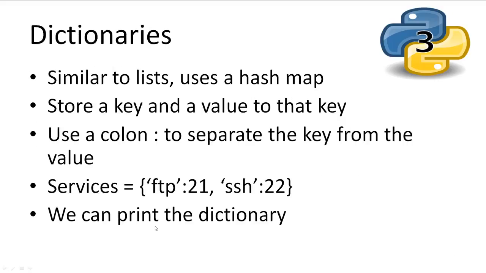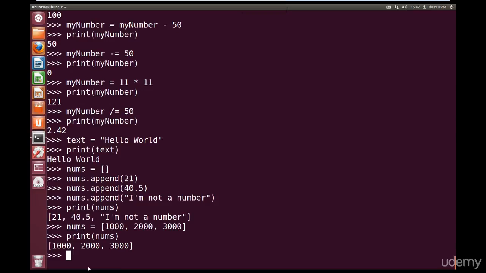Lastly, we have dictionaries. Dictionaries work similar to lists, however it is stored in a hash table of values and keys. While constructing a dictionary, we use the colon to separate a key from a value. So let's have a quick look at a dictionary. So let's create a dictionary called services.